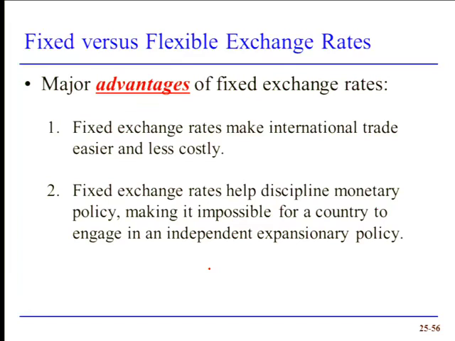Okay, so why would we want fixed exchange rates? A couple of reasons. One is fixed exchange rates lower the cost of doing business across borders. Right? I don't have to worry about what's going to happen to that exchange rate. So it makes international transactions easier and cheaper. And that may lead to an expansion of international trade.